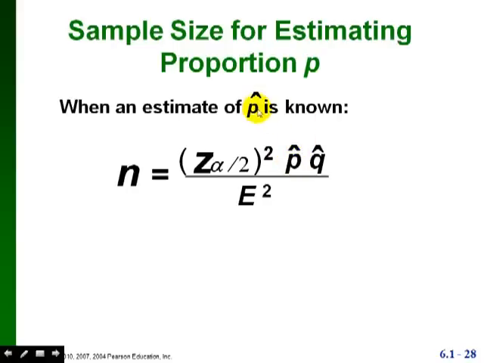If we have an idea beforehand of what the sample proportion might be, then we would use this formula to find the sample size. So notice that we still have our critical value, so we would have to know our confidence level in order to find that. The p hat here would be the estimate of our sample proportion. The q hat would again just be 1 minus that. And the e down here is our desired margin of error.